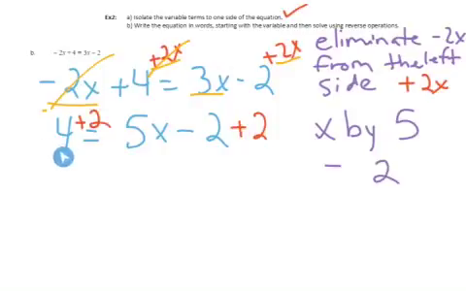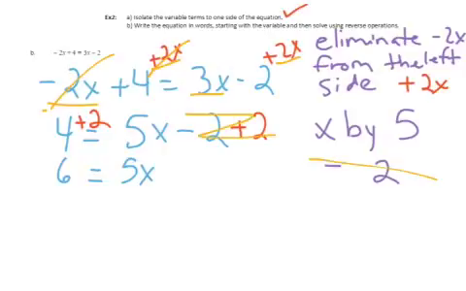So then here we have 4 plus 2 is 6. My equal sign. We have 5x. And then here we have negative 2 plus 2. Well, that is 0. So those are gone. So I've taken care of this subtracting 2. Now let's take care of this multiplying by 5.